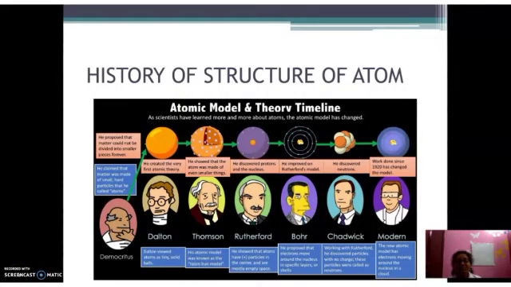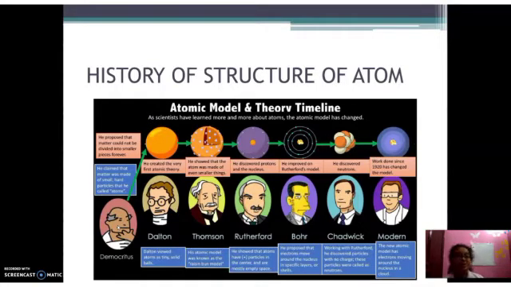As I said earlier, there is a huge history behind the structure of atom, how the subatomic particles are arranged in an atom. The question of the structure of atom arose in 400 BC by Democritus. Democritus said that all matter is made up of very small indestructible particles called atomos, which means unbreakable.